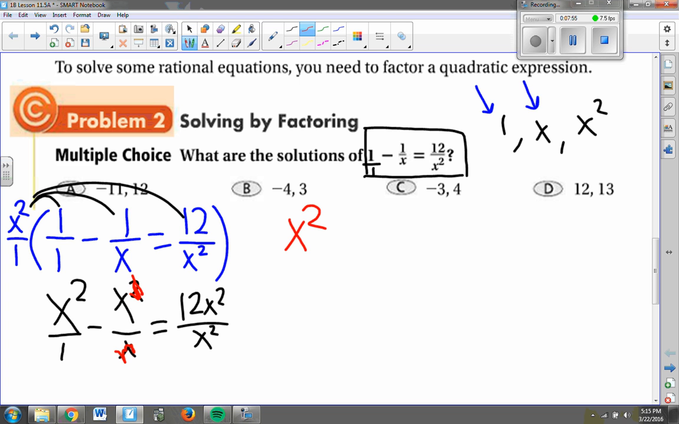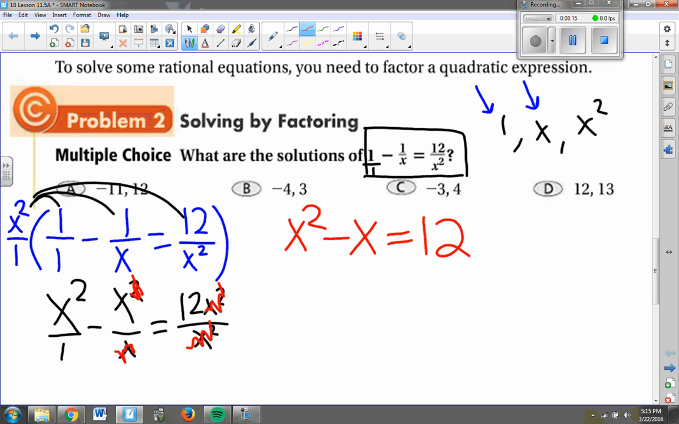Because remember, x squared is like x times x. You can cancel one of them out and be left with an x. So I have now minus x there, and the denominator went away. Then for 12x squared over x squared, the x squareds can cancel out, and I'm just left with the 12.